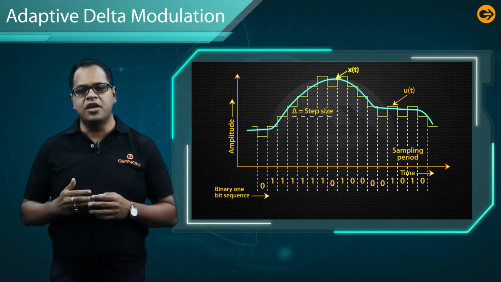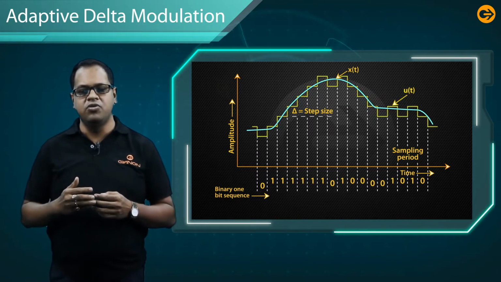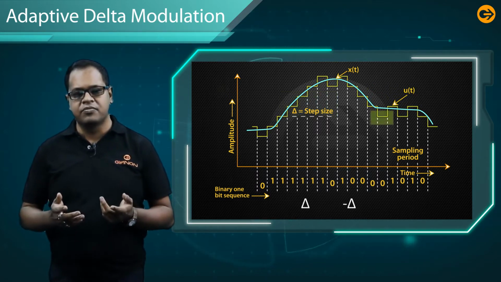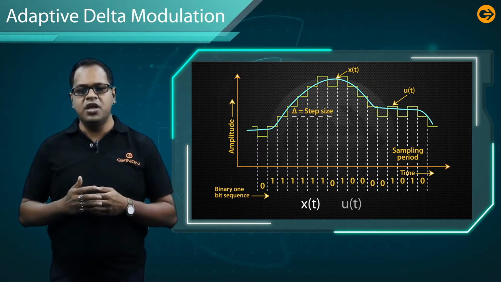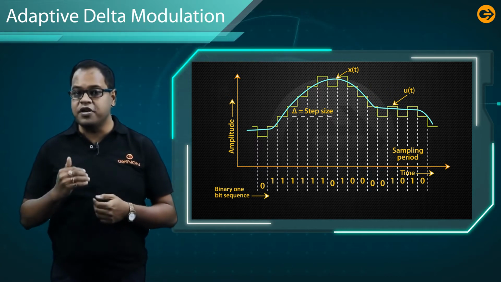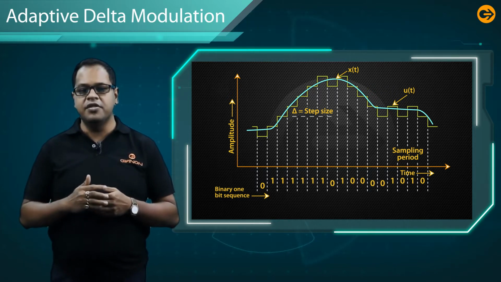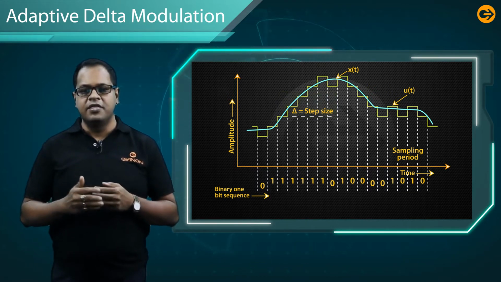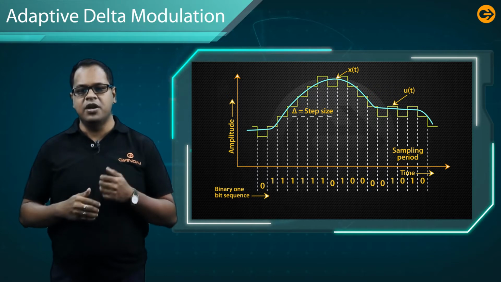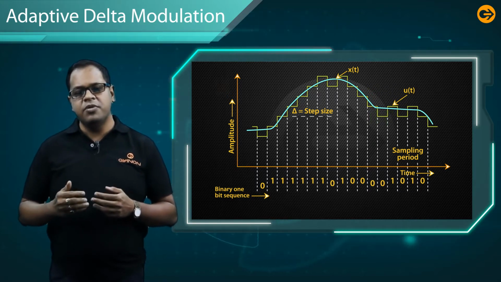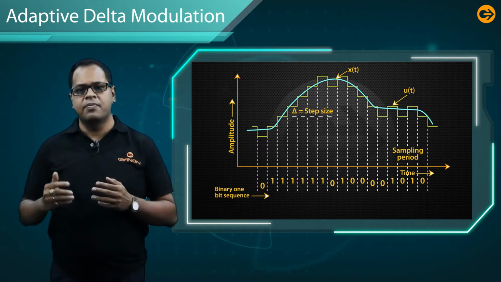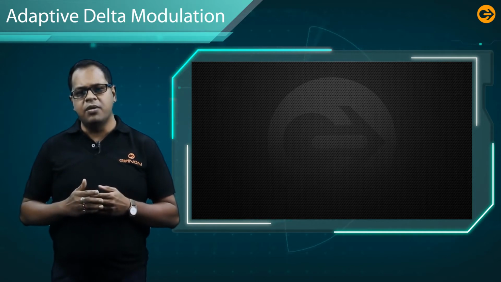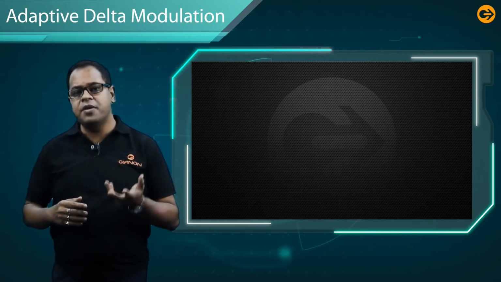An input signal x(t) is delta modulated to another signal u(t) by two levels. What are they? They are either plus delta or minus delta. Now this x(t) and u(t) are compared. If the difference is positive, that means more, then the signal is increased by one step, that is delta. And if the difference is negative, then the signal is reduced by one step, that means minus delta. There are some issues: slope overload distortion and granular noise.